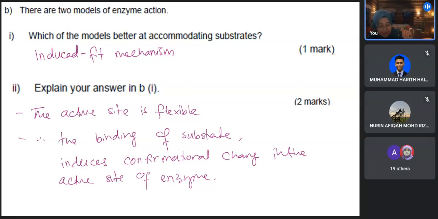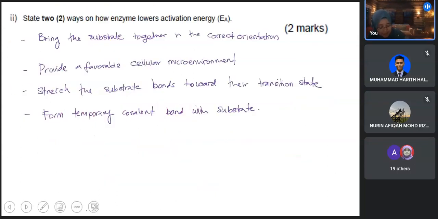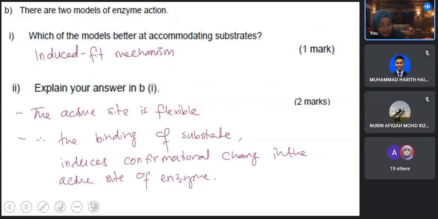And then explain your answer. Why? Because the active site is flexible. It can change shape. Another point, because the binding of the substrate will induce a slight change. You don't necessarily have to include the word conformational. You can just mention induces a slight change in the shape of the active site.